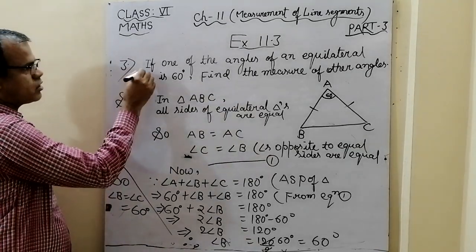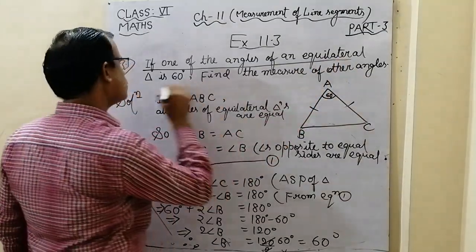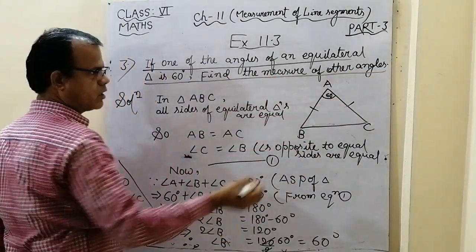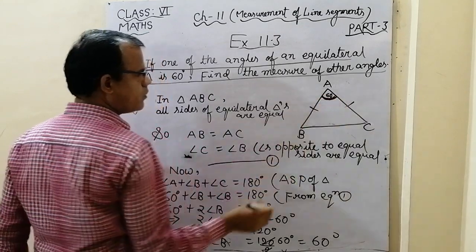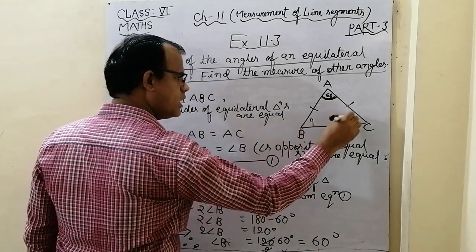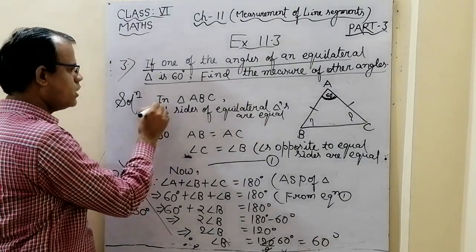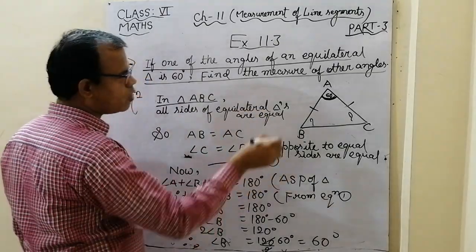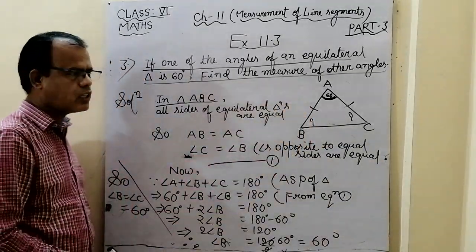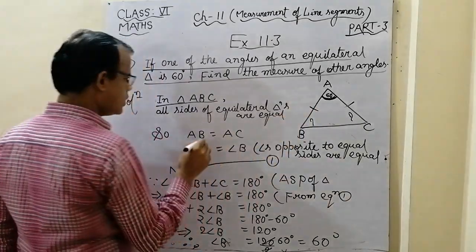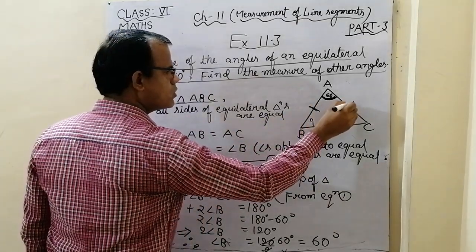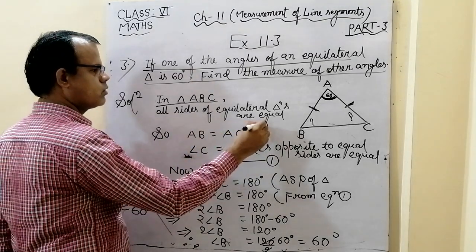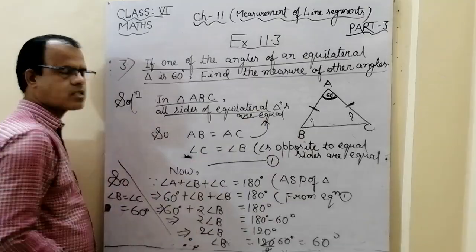Yes student, question third. If one of the angles of an equilateral triangle is 60 degree, find the measure of other angles. Let this angle A be 60 degree, and we have to find this angle B and this angle C. So in equilateral triangle ABC, we know that all sides of equilateral triangles are equal. So AB equal to AC. Why? Because all sides of equilateral triangles are equal.